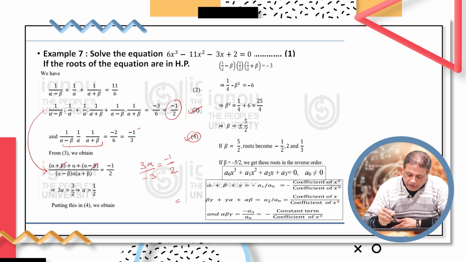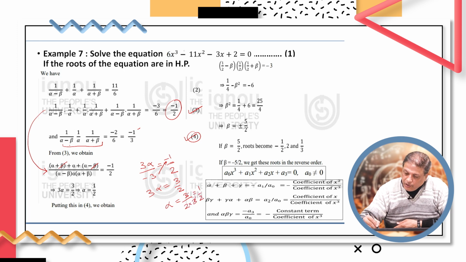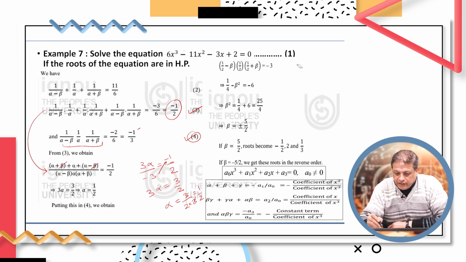Now, we need to find beta also. So, we are having the roots alpha minus beta, alpha and alpha plus beta. Substituting the value alpha 1 by 2 over here, you will get the 3 roots are 1 by 2 minus beta, 1 by 2 and 1 by 2 plus beta, and their entire product, by equation number 4, is turning out to be minus 3.